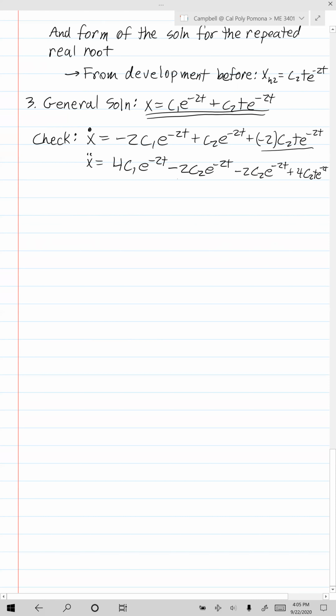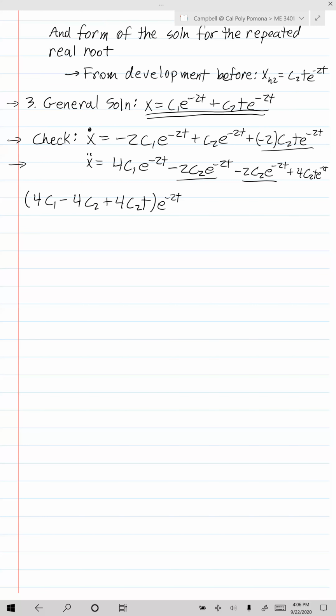Now, of course, we can see that we can combine these guys together into a negative 4 c2 e to the negative 2t. So let's go ahead and substitute these back into the differential equation. So what do we get? We get 4 c1 minus 4c2 plus 4c2t, all that times e to the negative 2t, right? Because every one of these terms, actually every one of the terms for all of the derivatives are going to have an e to the negative 2t. So we can just go ahead and immediately factor all those out.